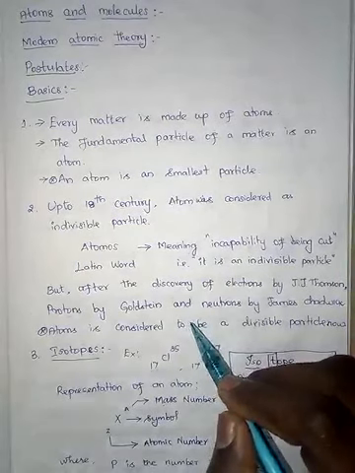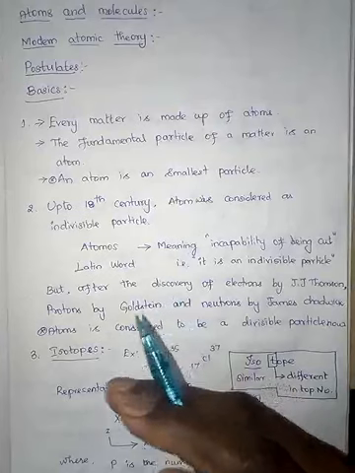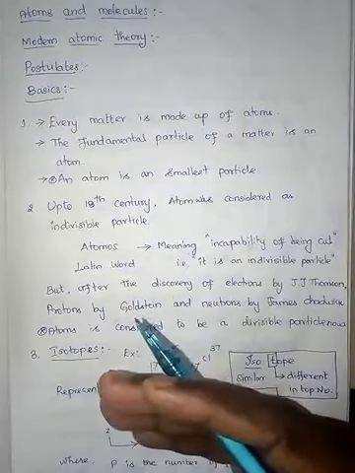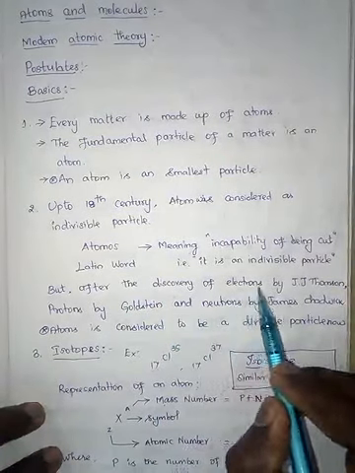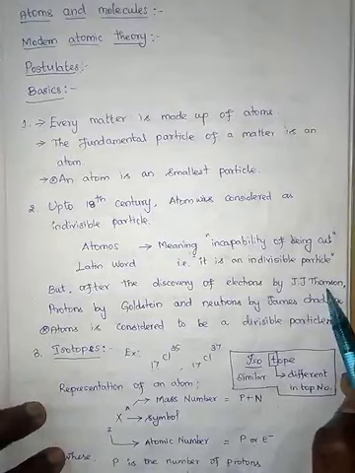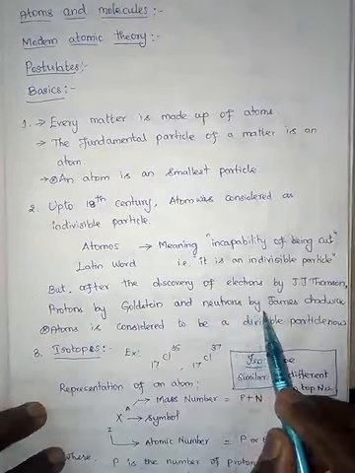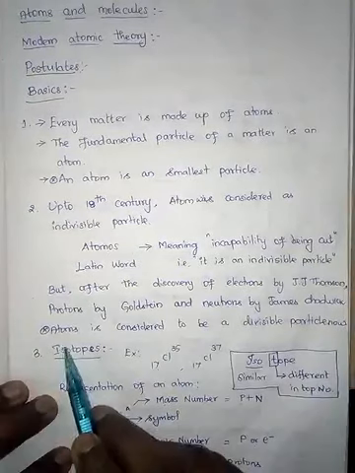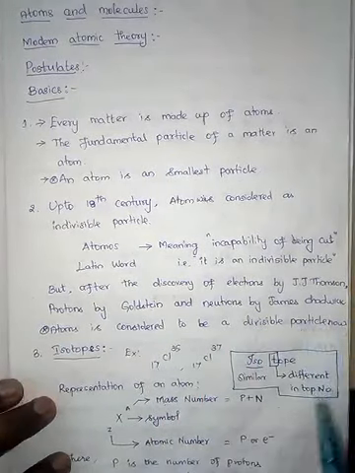But you have studied in your ninth standard that the atom can be divided further. They have found out the subatomic particles called electrons, protons and neutrons in it. So after the discovery of the electron by J.J. Thomson through cathode ray tube, proton by Goldstein and neutrons by James Chadwick, the atom is divisible now. So the atom is considered to be a divisible particle now. In other words, the atom is no longer indivisible.